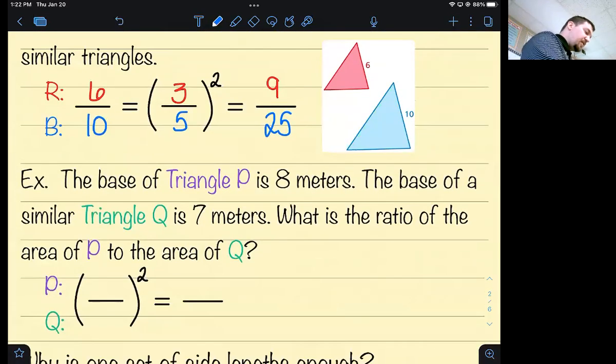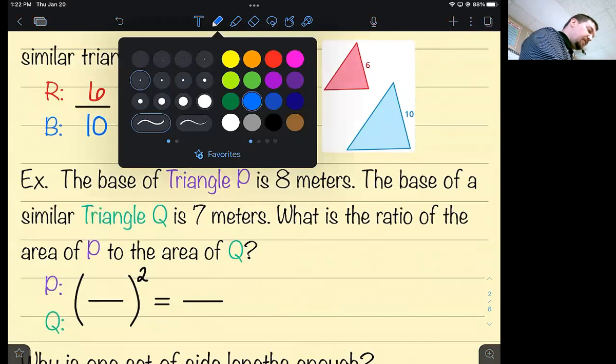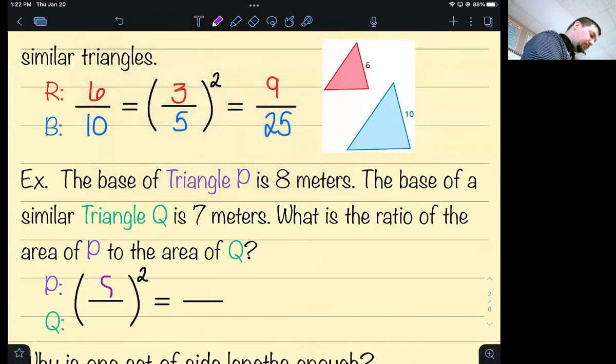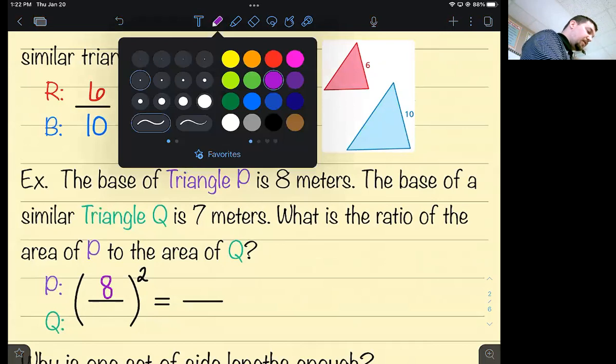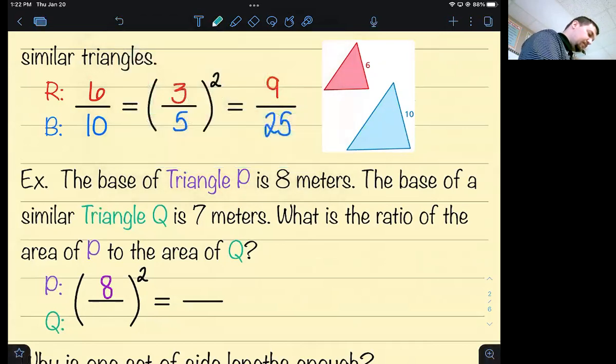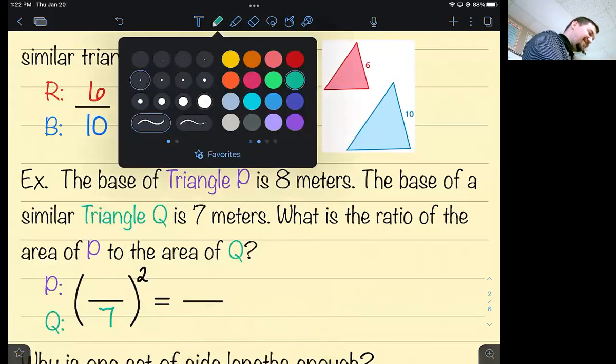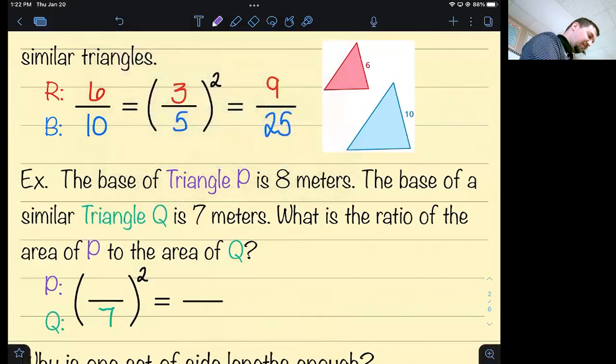The side length ratio is 8/7. That means the perimeter ratio is 8/7. It's going to bother me that I didn't use the same color purple. It's also bothering me that I can't erase it. Perfect.